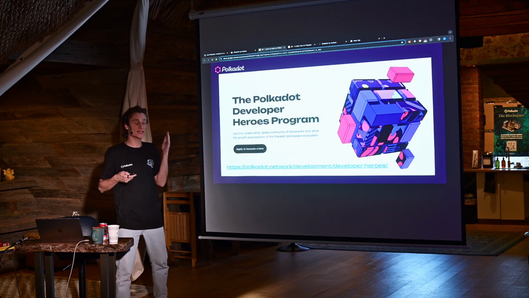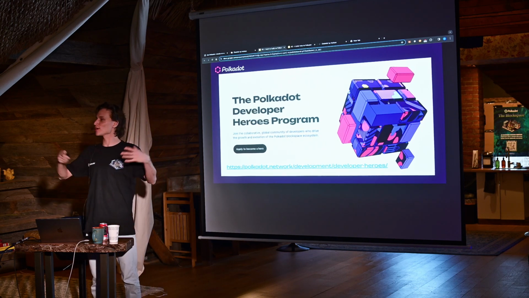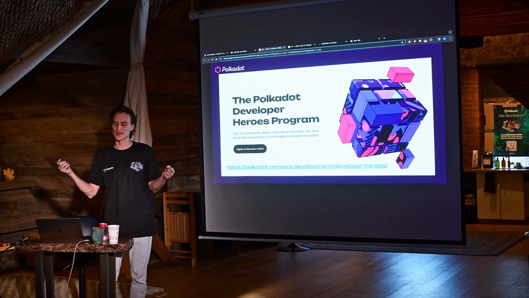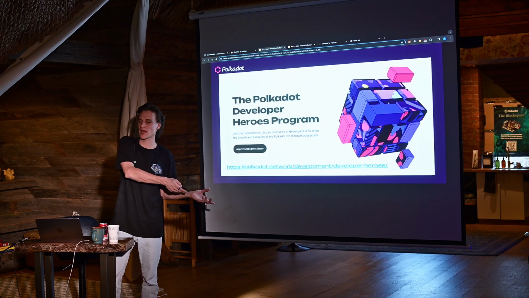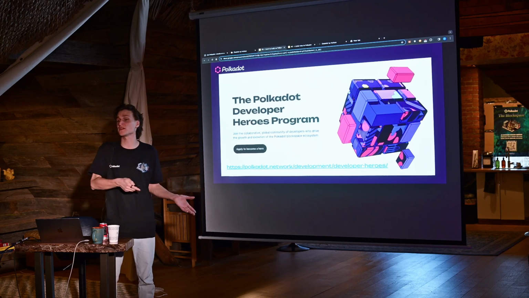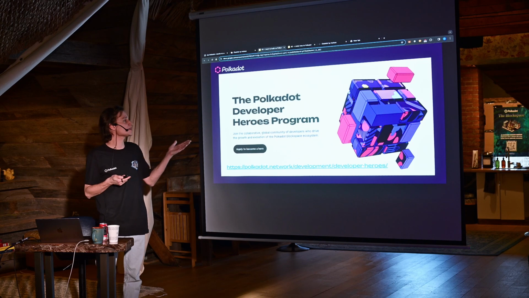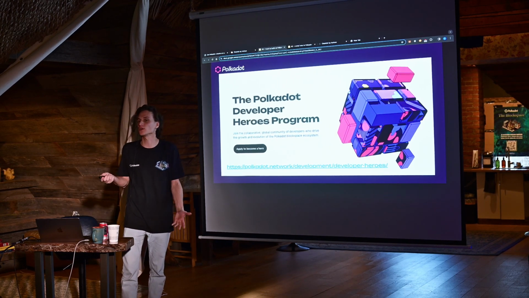The Polkadot Developer Heroes Program. If you're a developer and you want to join an army of other developers that are there to offer their expertise and help you learn stuff, but also gives you an opportunity to become a mentor yourself, join the Developer Heroes Program. It's a great place to also learn by doing.